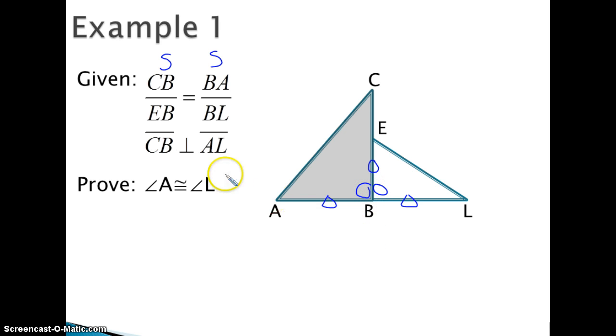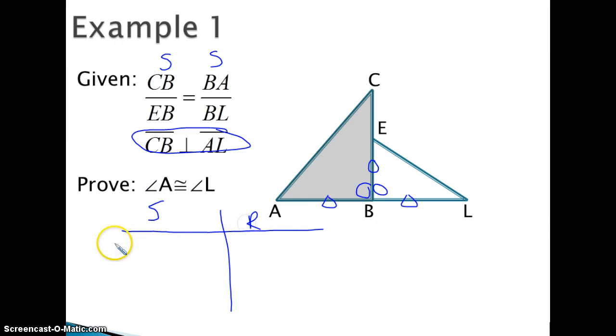I want to know how we get those congruent. It looks like it's from this second given, that CB is perpendicular to AL. Thinking back all the way to chapter 1, we know that if lines are perpendicular, they form right angles. So we're going to start off our proof by saying that angle CBA and angle CBL are right angles, and that's because perpendicular forms right angles. Now, if we know that they're right angles, we also know they're congruent.